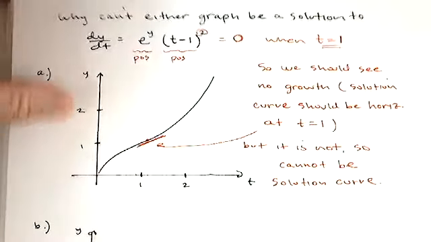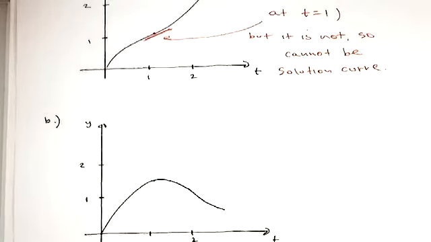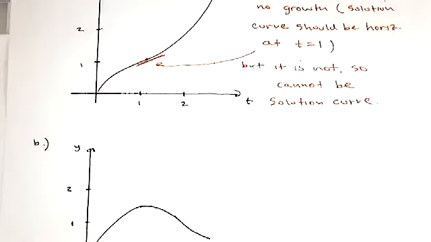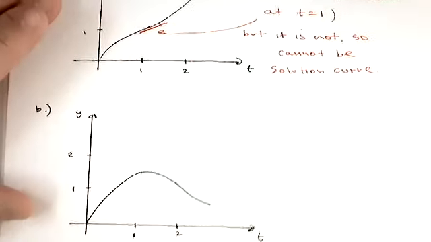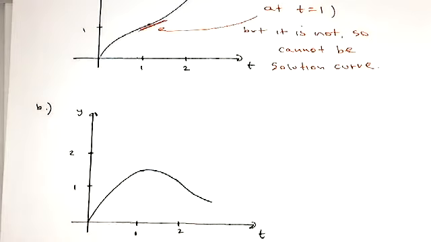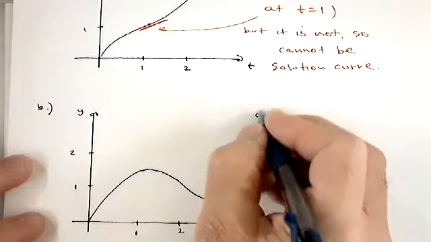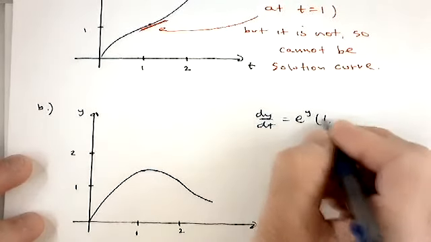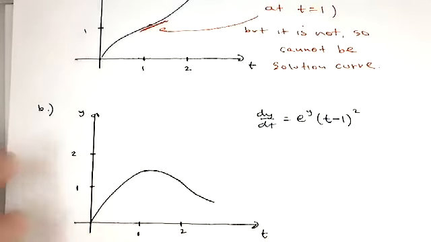And then I got one more for you, and then we'll be done here. I can fit that in. Here we go. And I'll rewrite the differential equation right up here. dy dt was e to the y times t minus 1 squared.